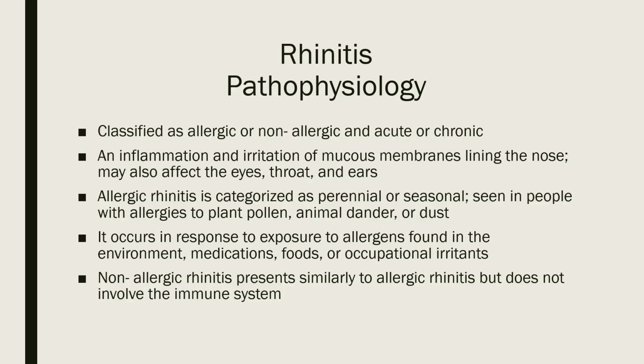So the pathophysiology of rhinitis: this is classified as allergic or non-allergic. It can also be classified as acute or chronic. An inflammation and irritation of mucous membranes will line the nose, and may also affect the eyes, throat, and ears. Allergic rhinitis is categorized as perennial or seasonal, seen in people with allergies to plant pollen, animal dander, or just plain dust.